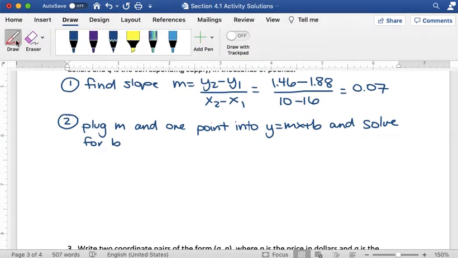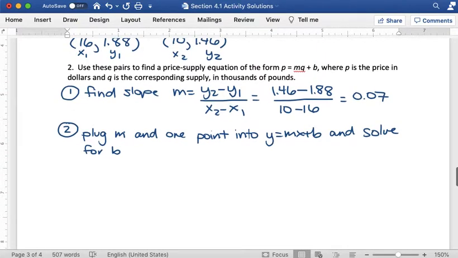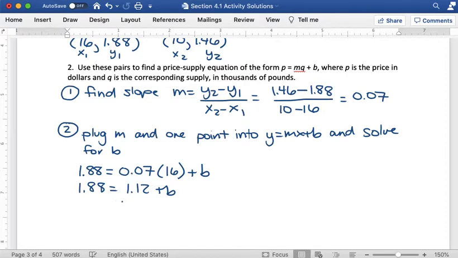So I'm going to plug in the first point, the x1 and y1. So that's going to be 1.88 for y. Plug in 0.07 for m. And plug in 16 for x plus b. And now I'm trying to get b by itself. So my first step is to multiply 0.07 times 16. When I do that, I get 1.12. And then I can subtract 1.12 from both sides. And I get 0.76 for b.